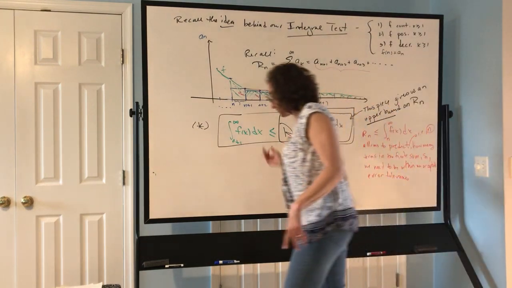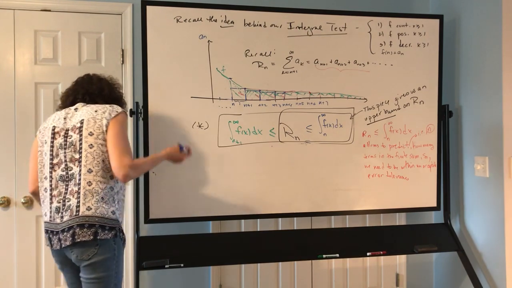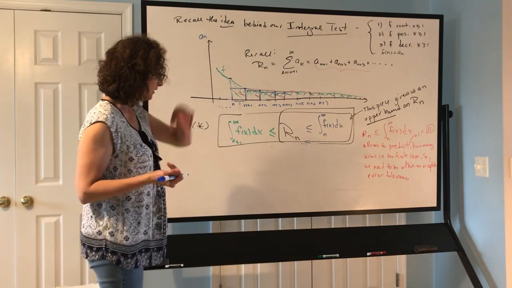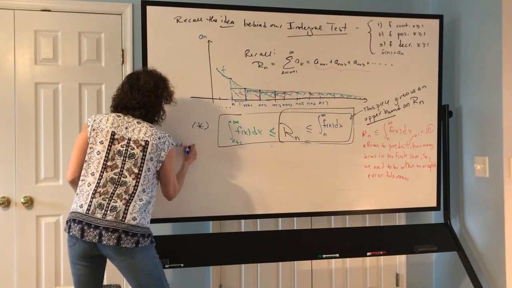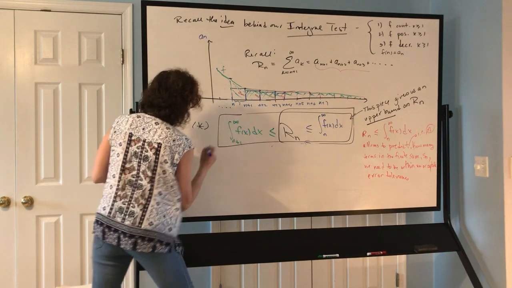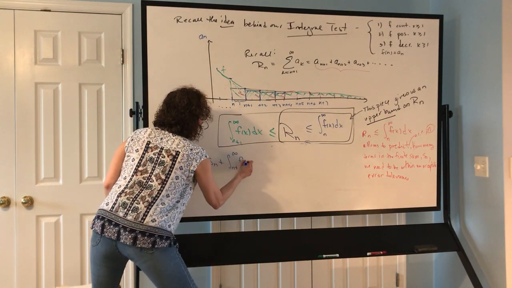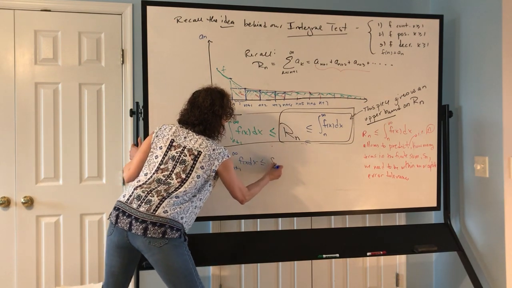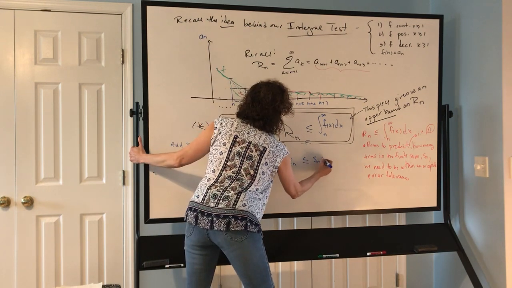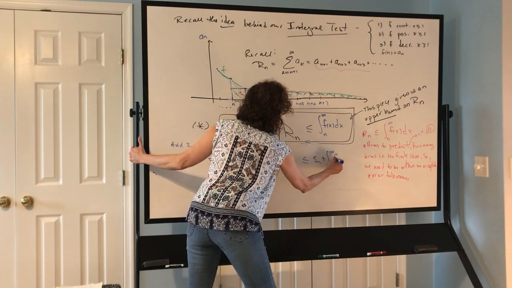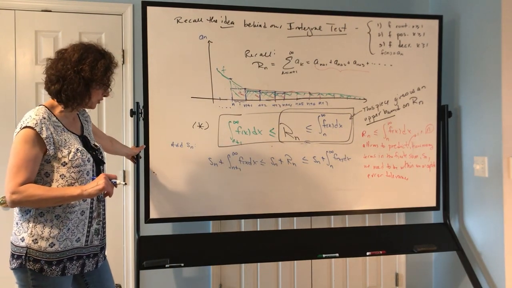So we'll see an example of that in just a few minutes. But before we do that, let's just write down another inequality here. So we can just take this guy and just add Sn across the inequality, okay? So if we add Sn to each piece of the inequality, then we have Sn plus this is less than or equal to Sn plus Rn, which is less than or equal to Sn plus this. Right? That's legit. Legit inequality algebra.